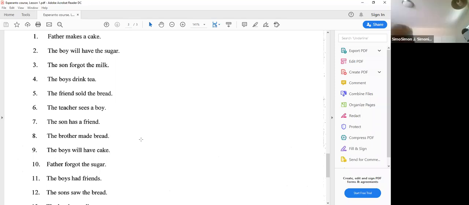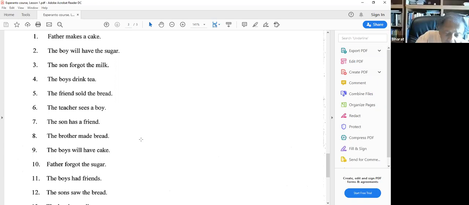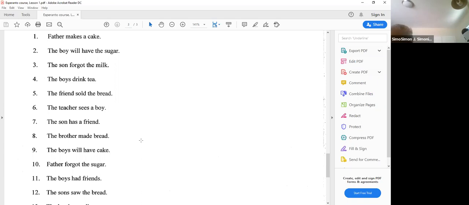How is sold? Vendis. V-E-N-D-I-S. So I-S is the past verb. So vend is the root of the verb to sell. V-E-N-D-I-S would be sold. It's to sell in the past. So they sold it. They sold what? La panon. So pano is bread, but we have to put an N on the end of pano to show what they sold. Okay? La amiko vendis la panon.